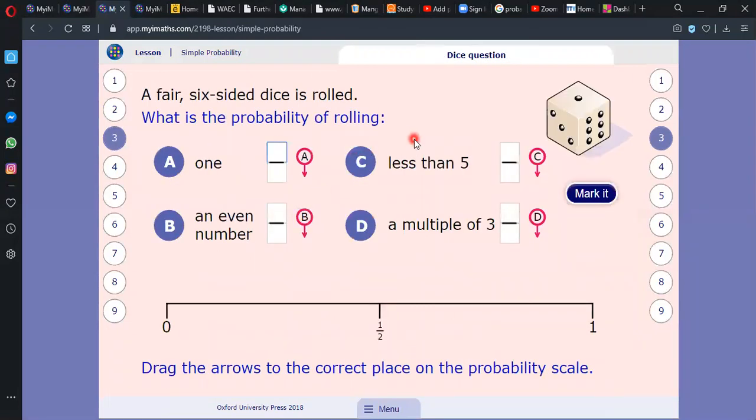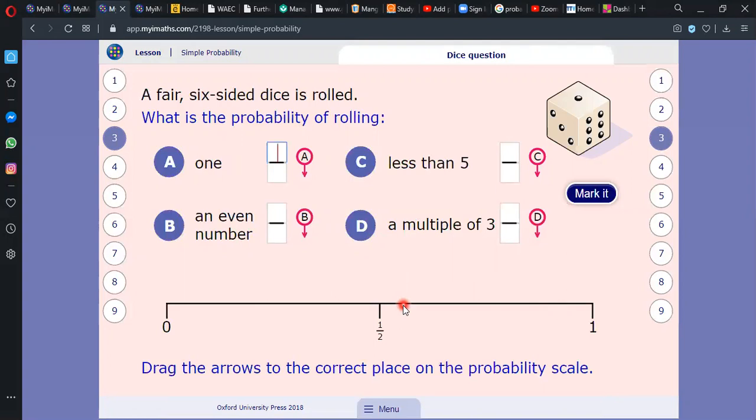Now, here we have this. A fair six-sided dice is rolled. That was a fair dice I was talking about the other time. Now, question A here talks about 1. What is the probability of rolling a 1? That the dice, when you roll it, it shows up 1 for you. What is the probability? And we have other questions right here. We're going to need to drag all those pointers to point to where exactly they should be on the probability scale.